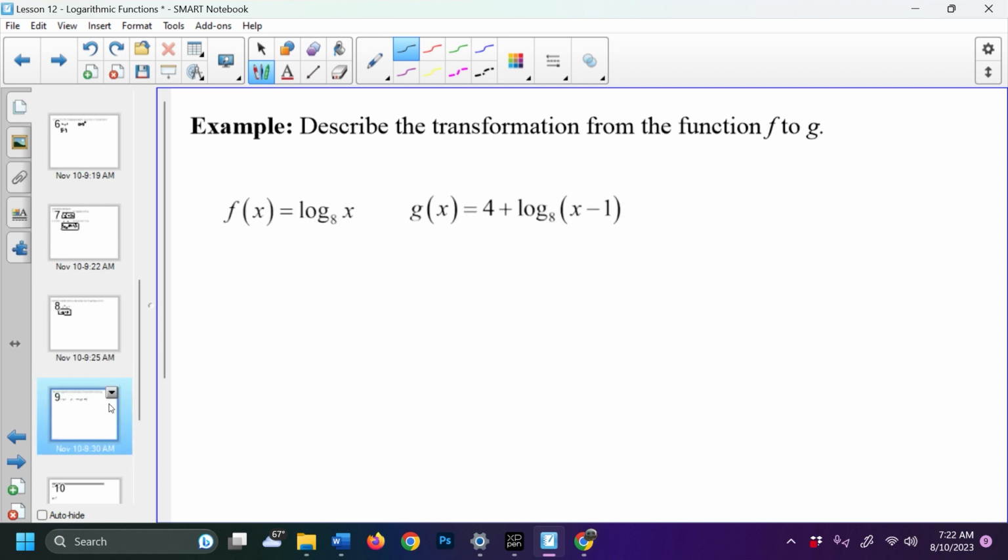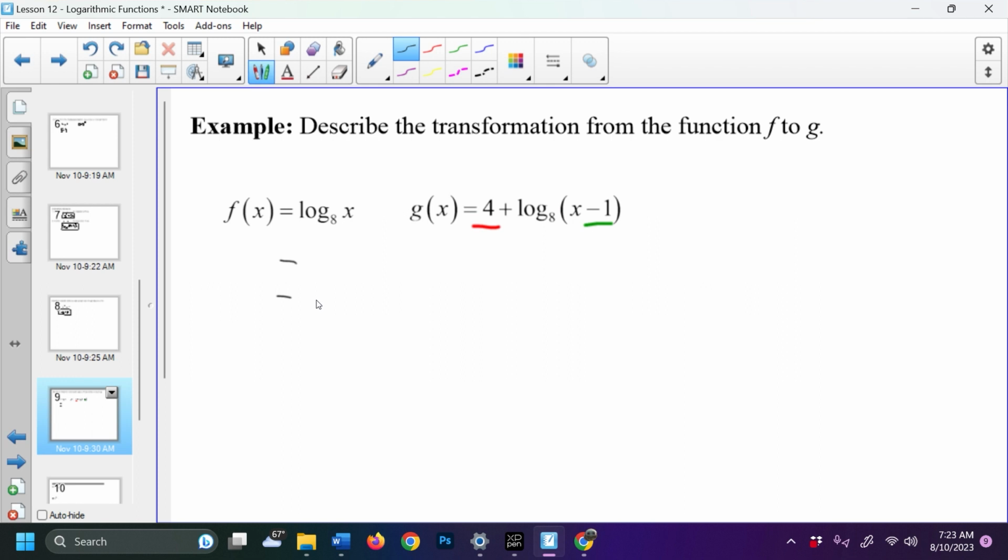Here it says describe the transformations from the function f to g. And so in g, I see log base 8 of x as my parent function. And in this, I see two transformations. I see this plus 4, and then I see this minus 1. And so when I list my transformations, I'm going to want to list them as if I were evaluating. Now, logarithms are inverses of exponents, so they are on the same level in the order of operations, just like addition and subtraction and multiplication and division are on the same levels for their order of operations.